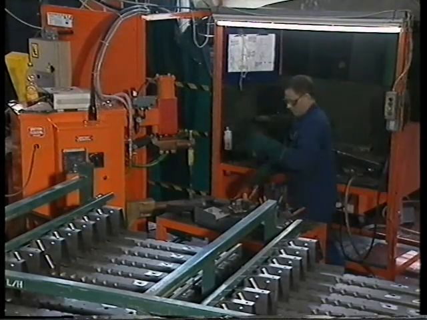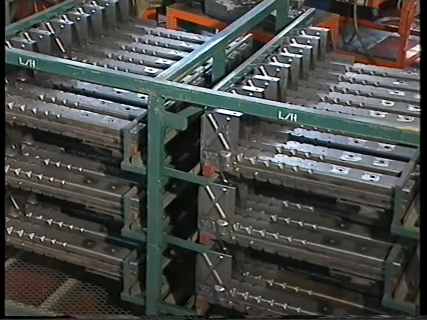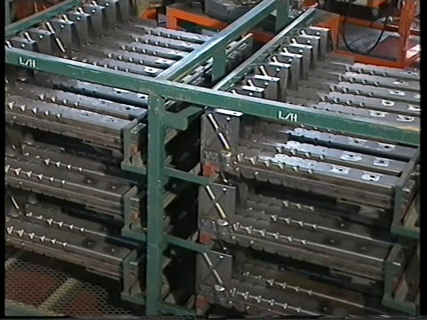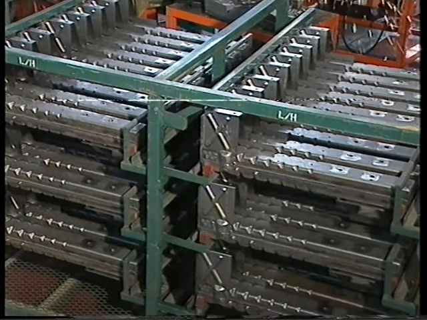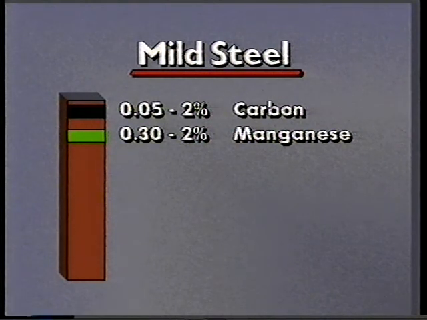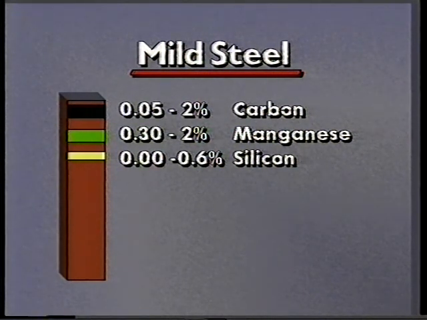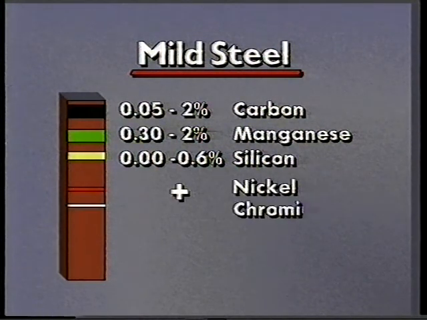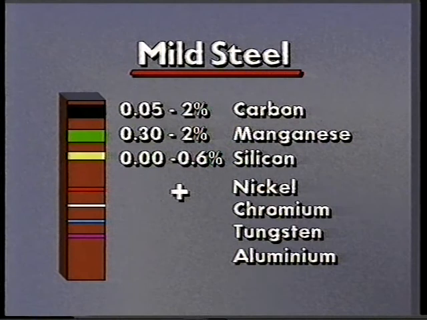This is achieved by alloying with other elements, allowing steel to be used for applications from motorcar bodies and supporting girders to ball bearings and steel wire. Mild steel is the generic term for the majority of carbon and carbon manganese steels. These steels typically contain between 0.05 and 2% carbon, 0.3 and 2% manganese, up to 0.6% silicon, and many other elements such as nickel, chromium, tungsten and aluminium, which are put in deliberately to alter the properties of the steel, allowing it to be used for a wide range of applications.